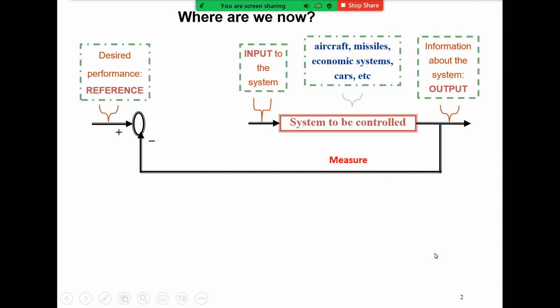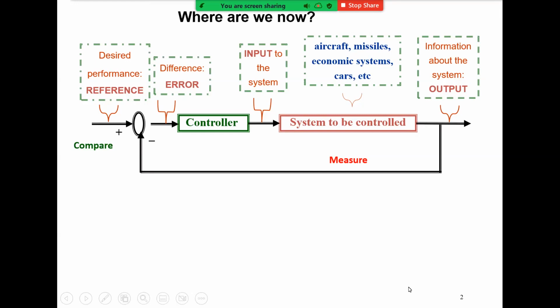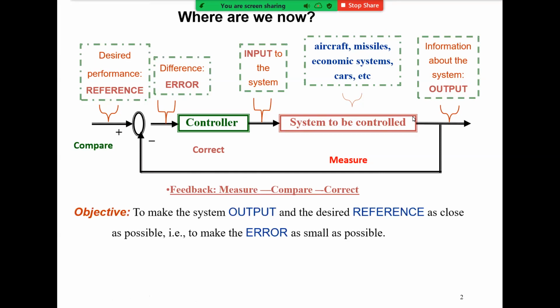Feedback means we are going to use the information we observe, so we have to measure. And then there is a desired performance reference, which is the desired output you want the system to have. Therefore, you compare with the desired one, then you get an error signal. The purpose of this controller is to minimize this error signal. So we measure, we compare, and then we do the correction. That is what we call the feedback. The purpose is to make the actual output of the system follow the desired output as close as possible.